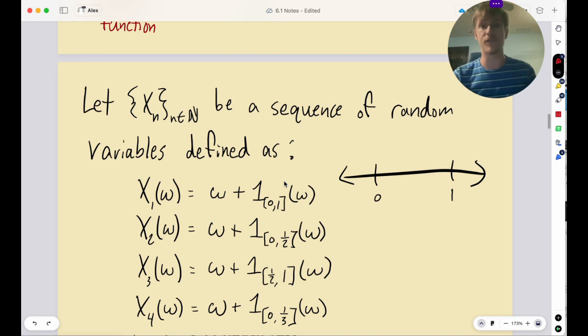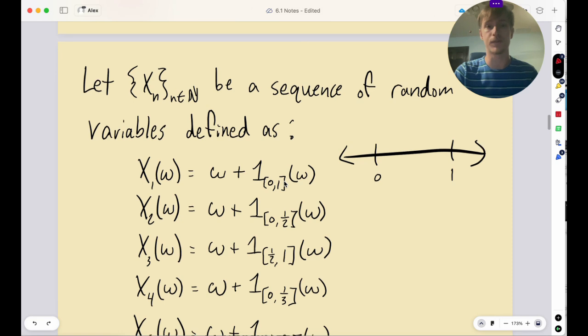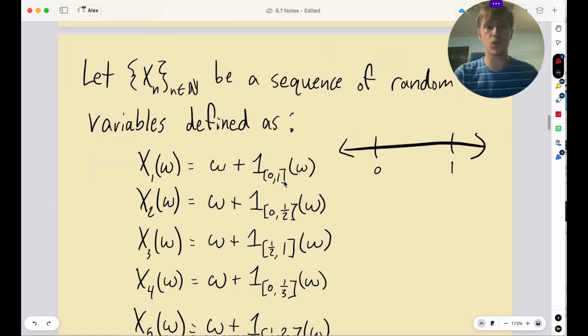Okay, so remember we're trying to differentiate between converging in probability and converging almost surely. So we need a sequence of random variables, and I've kind of concocted a very special sequence of random variables. So X1 of omega, whatever omega is, it could be 0.7 or 0.5 or whatever, it's fixed. We're just going to let it be omega plus the indicator function on 0 to 1. Okay? So it's either going to be in 0 to 1 or it's not. Well, clearly it is going to be between 0 and 1 because omega was defined to be somewhere between 0 and 1. Okay, so perhaps maybe this is my omega right here. Okay, so this would take on the value 1.